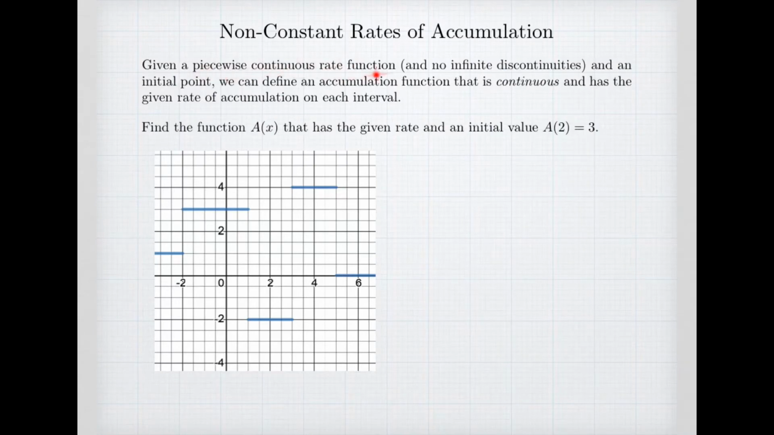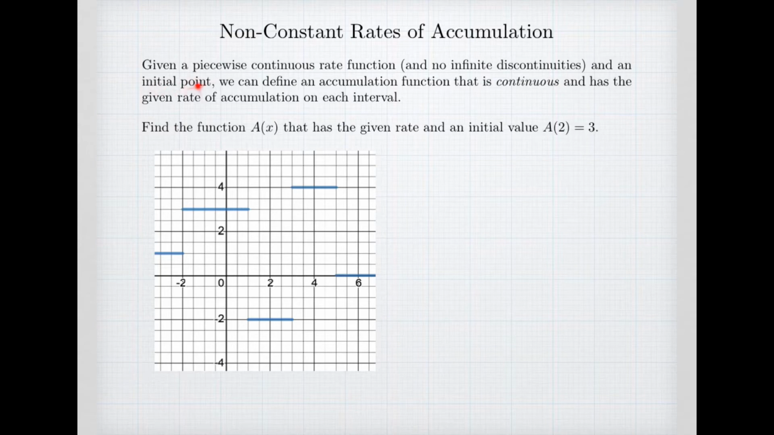All right, so we're given a piecewise continuous rate function. So we have this rate function. It can have breaks. We've got these jump discontinuities, but you can't have any infinite discontinuities. And here's the key thing. We didn't know how to get a point, so we have to be told somewhere we start.